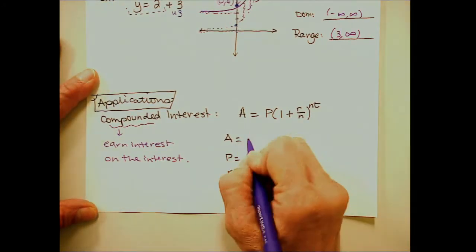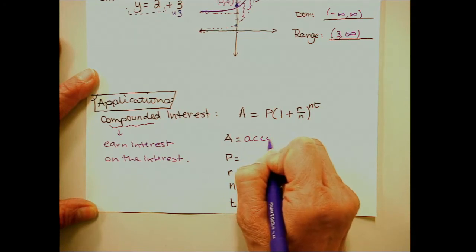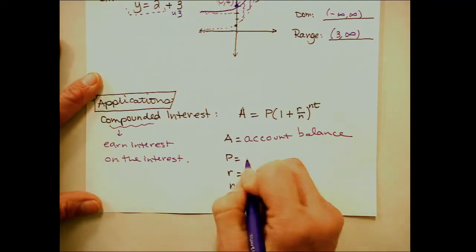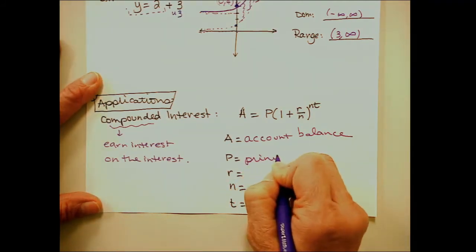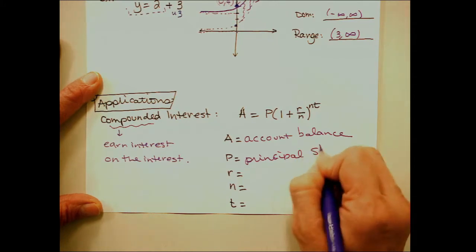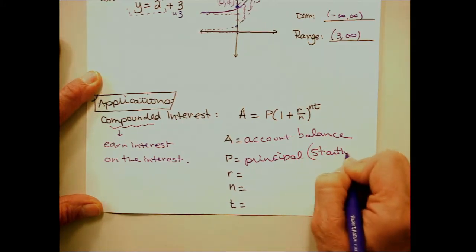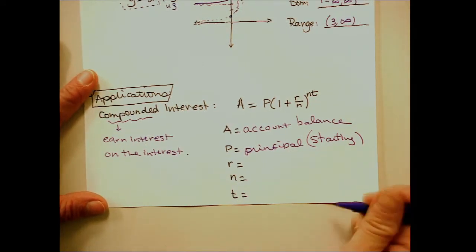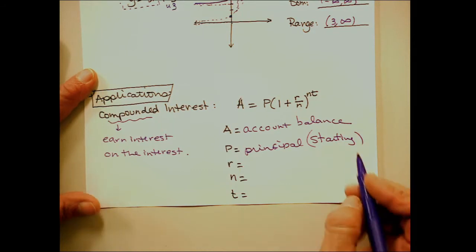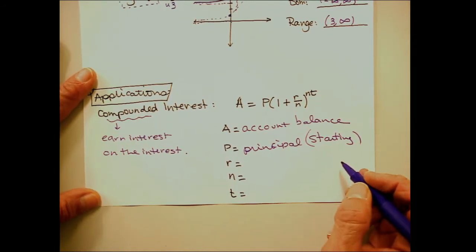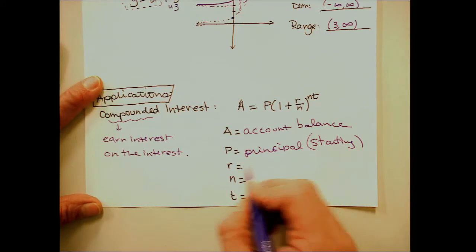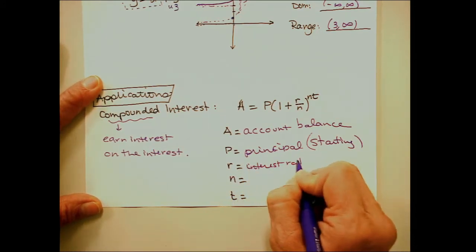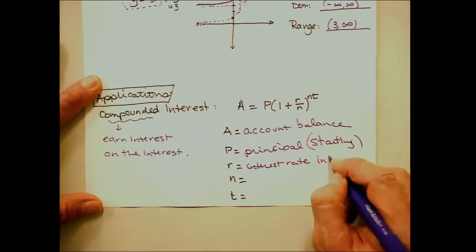A stands for our account balance, how much we have at any given time. P is our principal, what we start with, how much you start investing. And by the way, this formula works for loans as well. It works if you're investing money or if you're borrowing money, same formula. R is the interest rate, the annual interest rate in decimal form.